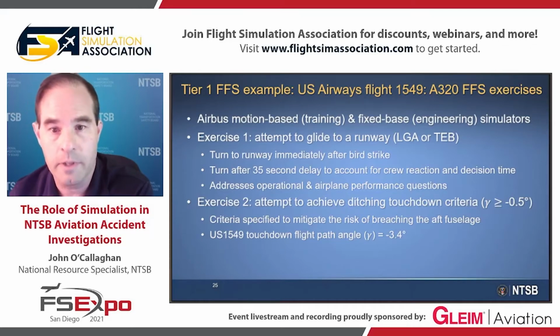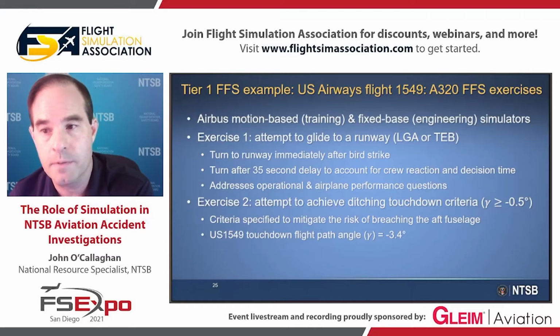The second simulator exercise evaluated the operational feasibility of achieving a touchdown flight path angle no steeper than minus 0.5 degrees, which is required to prevent a breach of the aft fuselage and water penetration into the cabin. The actual flight path angle at touchdown in the accident was minus 3.4 degrees.